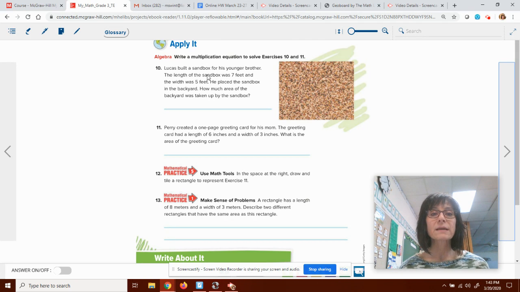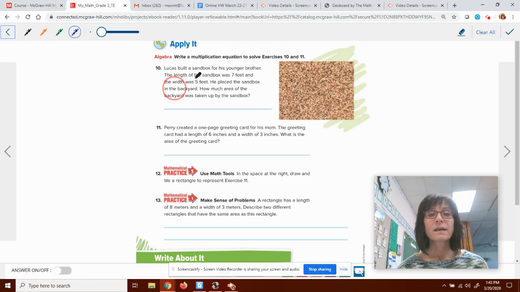Lucas built a sandbox for his younger brother. The length of the sandbox was 7 feet. And the width was 5 feet. He placed the sandbox in the backyard. The question is, how much of an area did he need in that backyard for that sandbox? Remember to use your formula of area equals length times width.